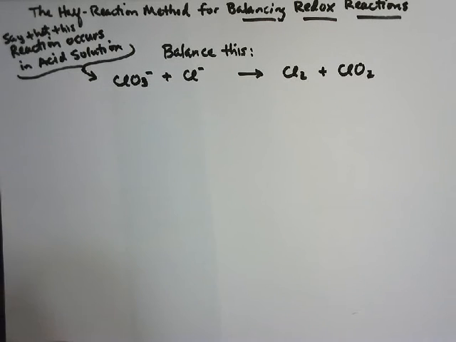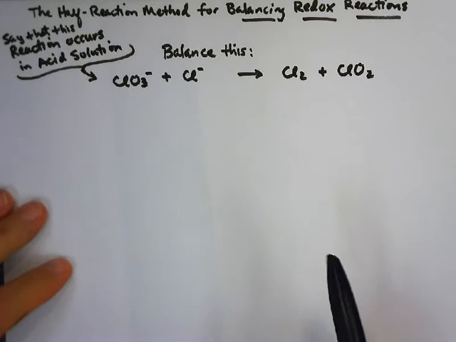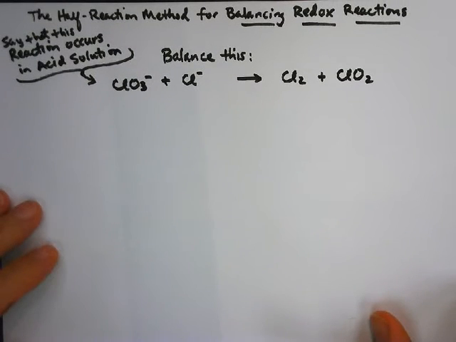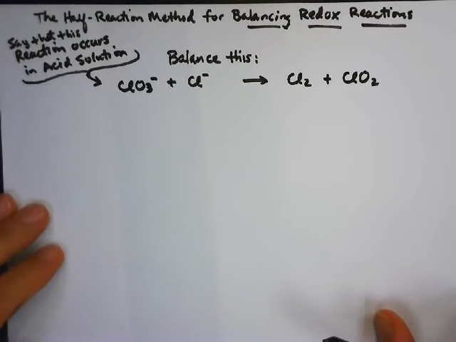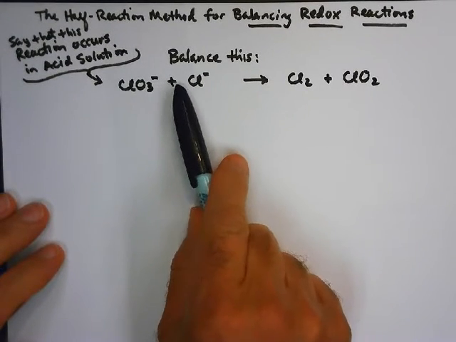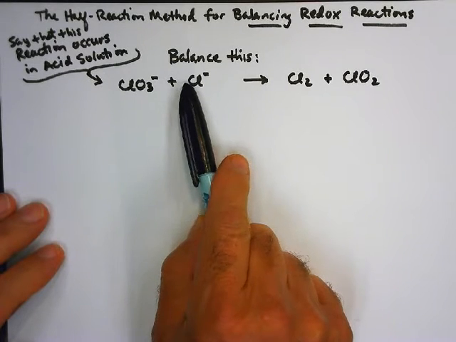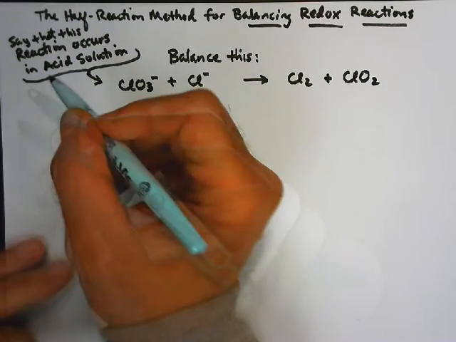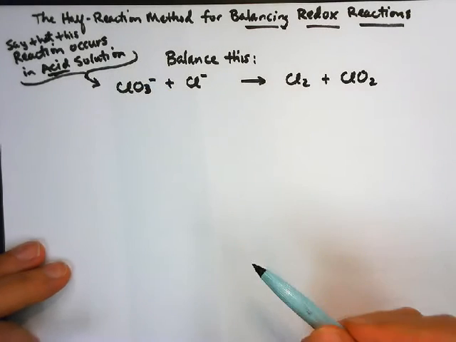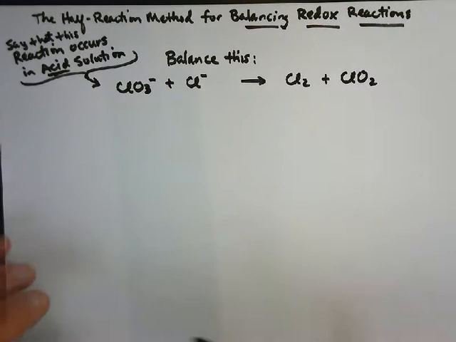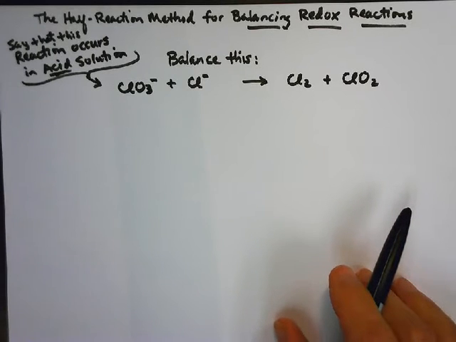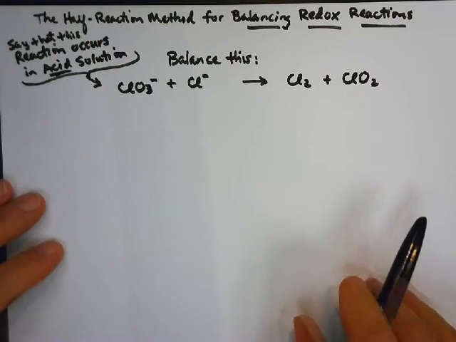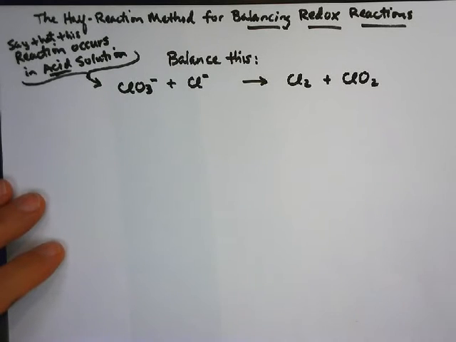Today I'd like to go over how to balance redox reactions, or oxidation reduction reactions, by using the half reaction method. In this first example, let's say the reaction is in acidic solution, which means that we're going to end up with some hydrogen ions in our final answer when we balance this. Okay? So let's give it a try.